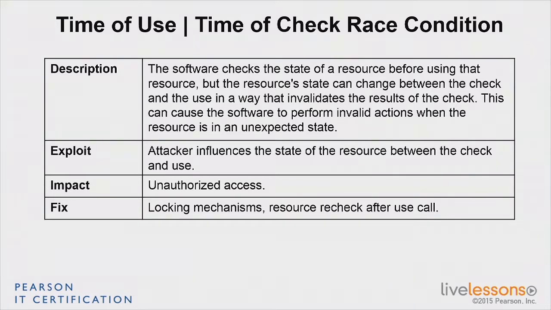Next is a time of use, time of check race condition. So in this scenario, the software checks the state of a resource before using that resource. But the resource's state can change between the check and the use in a way that invalidates the results of that check. This can cause the software to perform invalid actions when the resource is in an unexpected state. So in the exploit, the attacker influences the state of the resource between the check and the use, so between time of check and time of use. Impact can be unauthorized access, and our fixes are locking mechanism or to have the resource be rechecked after every use call.